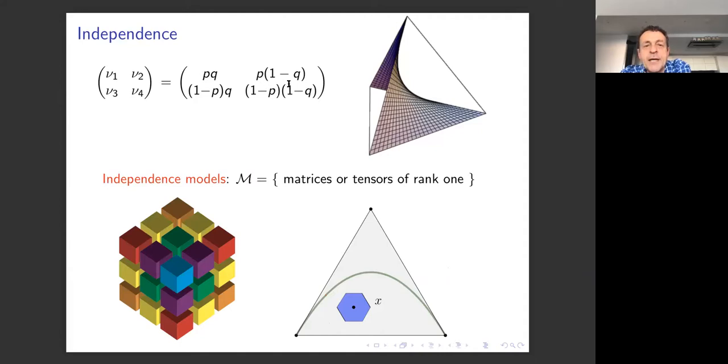Here's a parametric representation of this model given by two parameters, P and Q, the marginal distributions of the probabilities. But you can see this times this equals that times that. So this is really the 2x2 determinant. And then here we have the analogous equations for tensors. Tensors of rank 1 also have similar equations, and tensors of higher rank are given by more complicated equations. So to first approximation, we relax the inequalities and we work just with the equations.